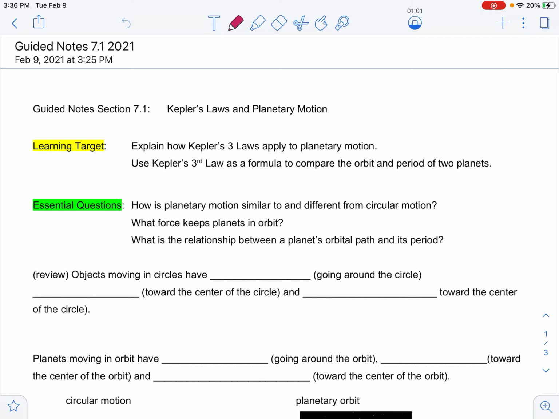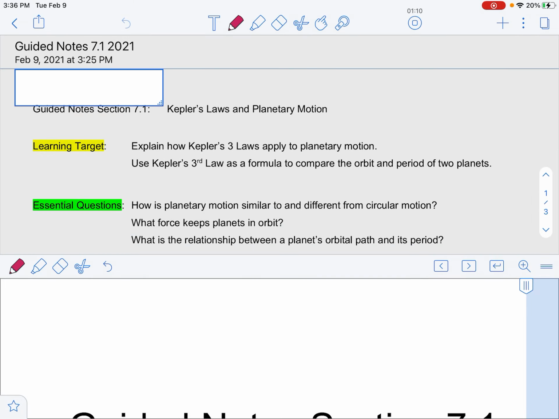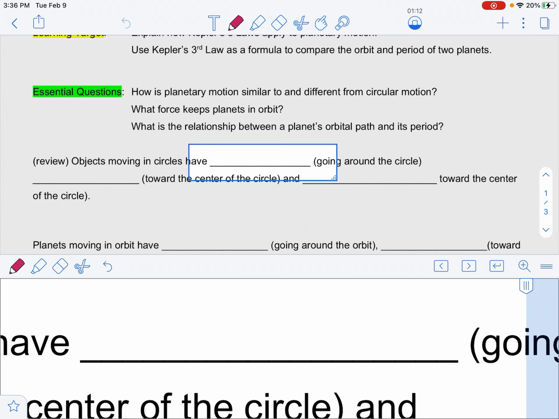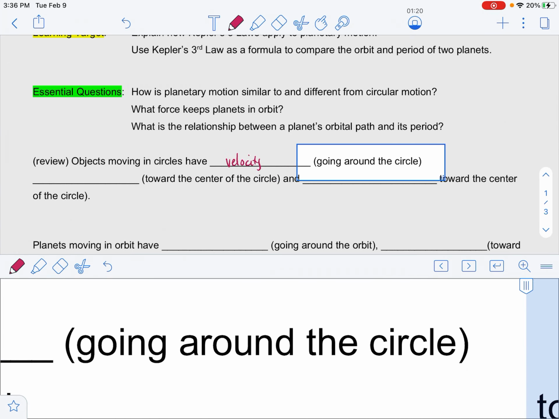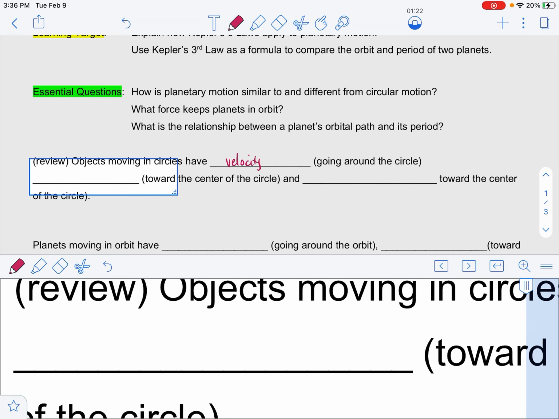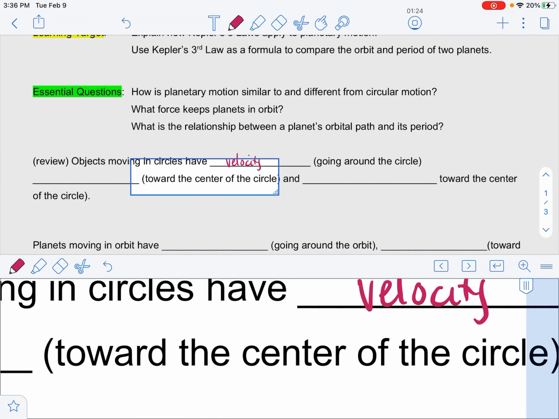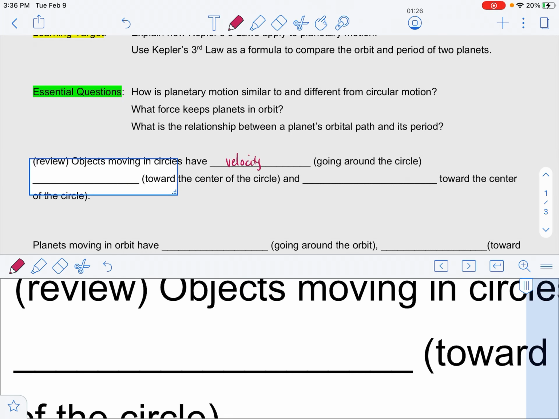So here's our review. Let's think about circles for a minute. That's where we're starting from. So objects moving in circles have, what do they have that goes around the circle? Yes, they have velocity. Nicely done. The velocity goes around the circle. Objects moving in circles also have something that goes toward the center, which is acceleration. Good for you.